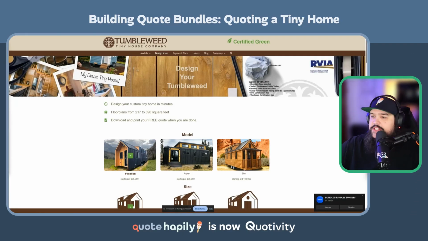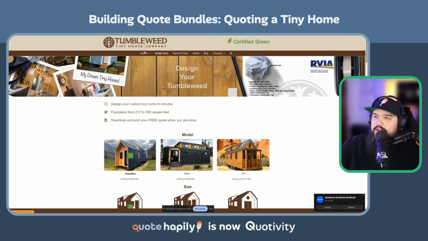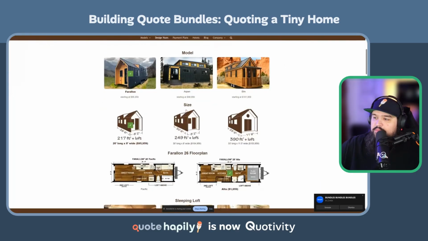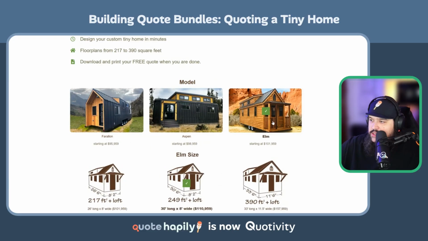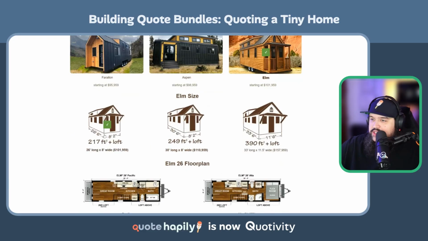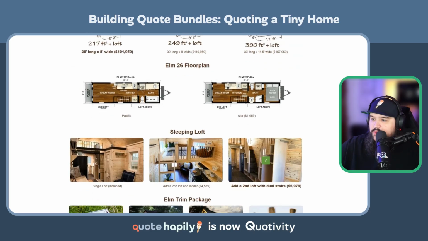Let's find out together. So I found a website for this company, Tumbleweed Tiny House Company, and they make a bunch of beautiful tiny homes. And I was wondering, hey, if they wanted to quote some of these tiny homes through HubSpot, how could we do it? So I went and took a look, and it turns out they've got a lot of these sort of like product bundles for these different tiny homes they make. The Farallon, Aspen, and Elm. And then you can see there's all these different configurations and floor plans that you can choose depending on which one you have. So I was like, how can we translate this into a bundle, right?